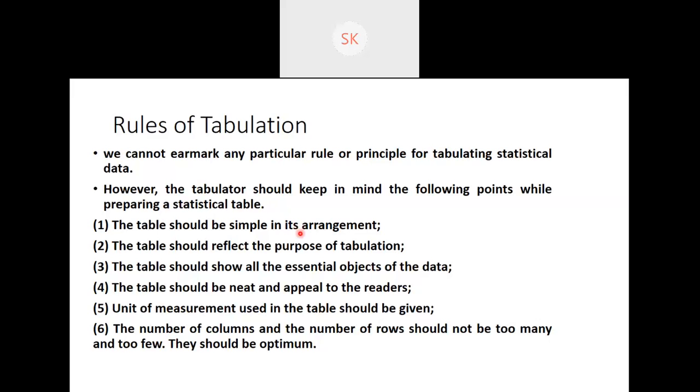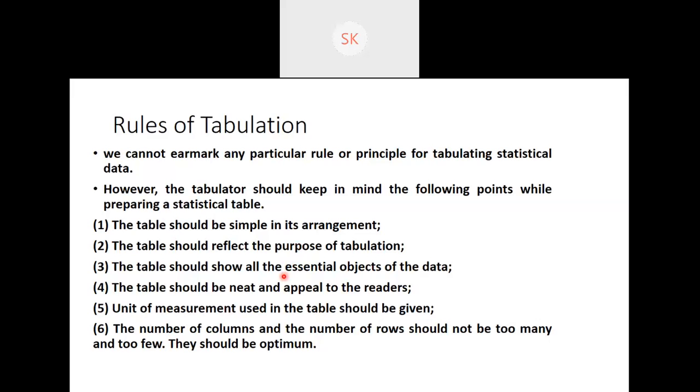The table should be simple in arrangement, not too many rows, too many columns, too much data put into the same table. It will create a lot of confusion. So try to keep it as simple as possible. Then the table should reflect the purpose of tabulation. So first, the table should say for what calculation you are using the data. To calculate arithmetic mean, or to calculate mean deviation, we will arrange the data. So there should be a purpose for tabulation of the data.